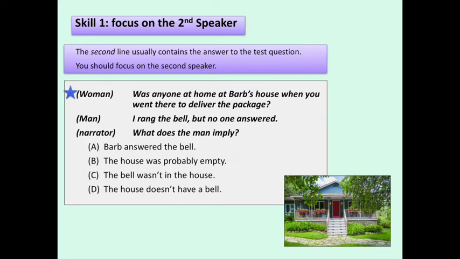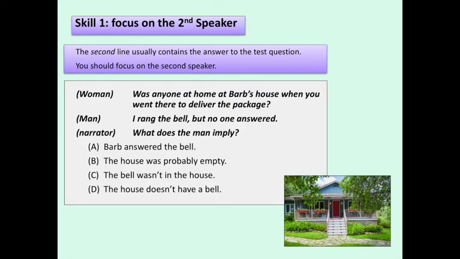Was anyone at home at Barb's house when you went there to deliver the package? I rang the bell, but no one answered. And the question is, what does the man imply?